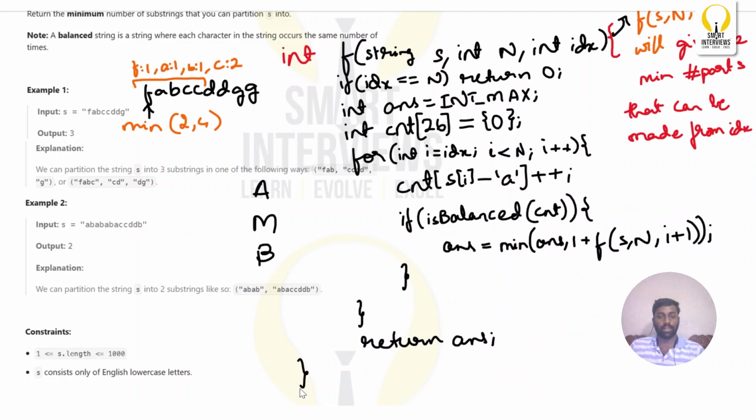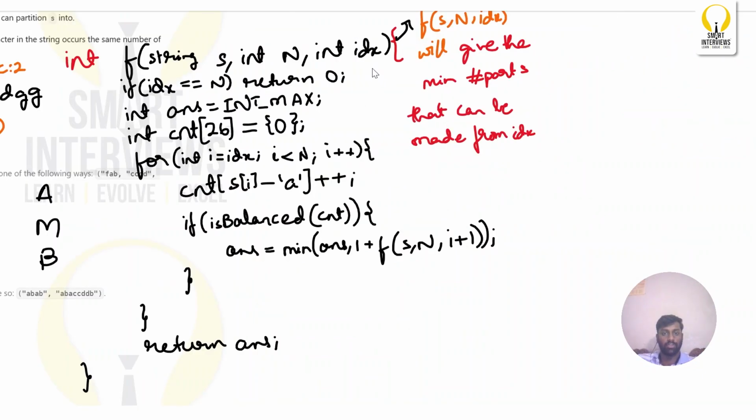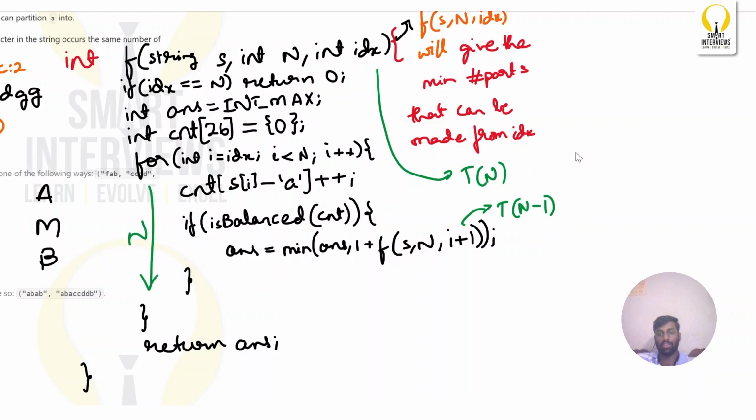Now, if you observe the constraints and the logic, let's look at the time complexity. We usually calculate the time complexity of recursive code using a recurrence relation. So let's say I take t of n time to partition an n sized string. Now, I'm calling this function from I plus 1, which means one character might be less, so I'll take t of n minus 1 time in the worst case. And this loop again is going to take n time to execute.